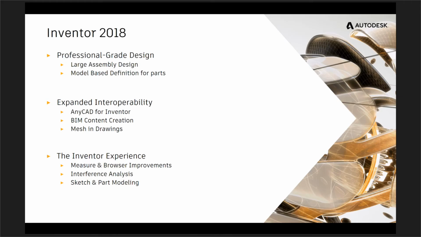First thing we'll talk about is when we released Inventor 2018 back in the spring, and we really focused on 3 main areas. That's professional grade design, expanded interoperability, and the Inventor experience. Hopefully you guys have at least seen some webinars or are using Inventor 2018 and really understand what we mean in these areas. Professional grade design is really about the core functionality our users need every day. So we doubled down on how we can continue to make the core DNA of Inventor much stronger, robust, and streamlined for our users. But we're also adding new functionality, and model-based definition for parts is a key example of that.